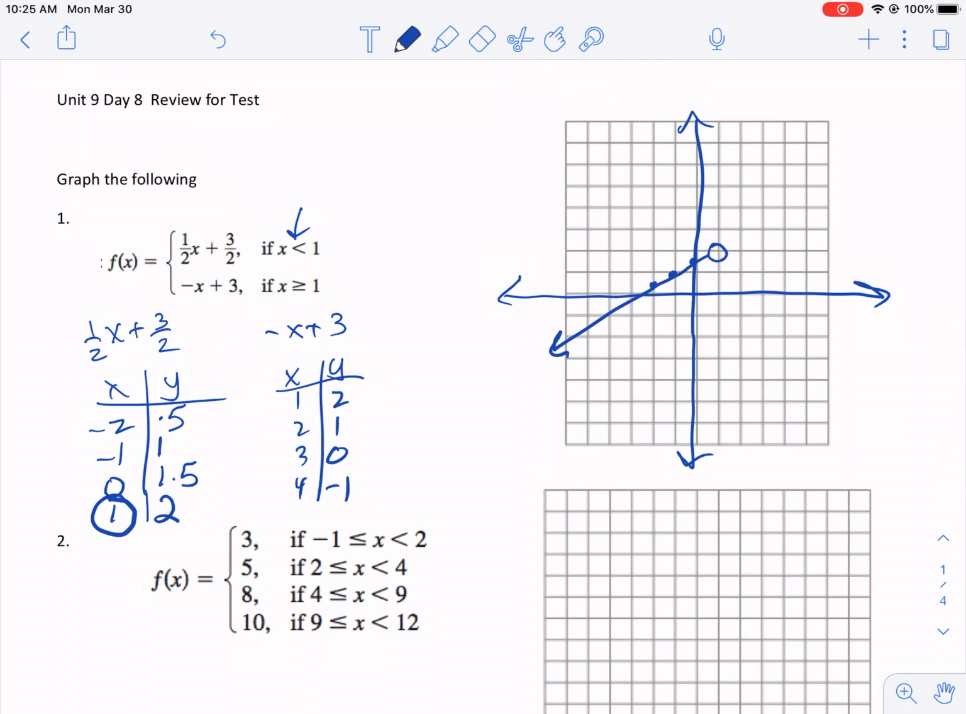Next one I get is 1, 2 that closes in that circle. Make sure you close it all the way so that there's no doubt. And the inequality points to the right, so the arrow goes to the right. Make sure you label your graph f of x.